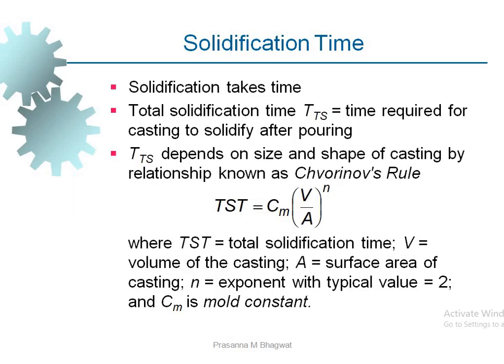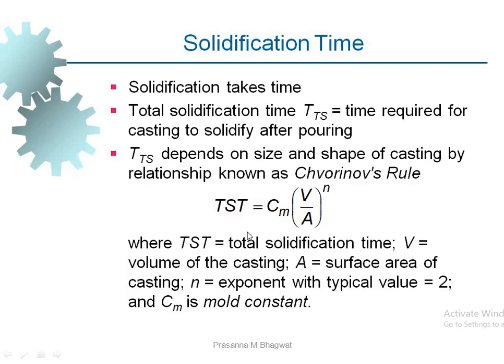Chvorinov's rule states that TST, the solidification time, is equal to Cm into bracket V by A raised to n, where TST stands for the total solidification time. Cm is the mold constant, V is the volume of the casting, A is the surface area of the casting, and n is the exponent. This n is generally taken as 2 every time. With this formula, you can find the solidification time of that particular casting.